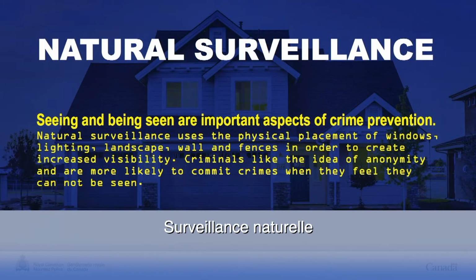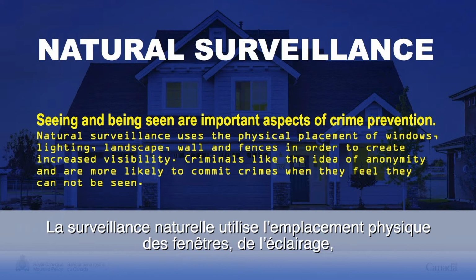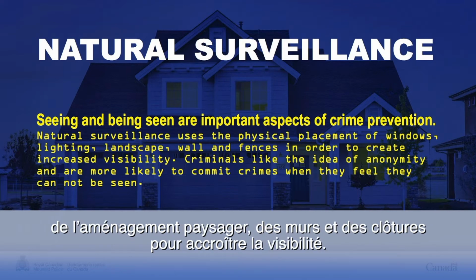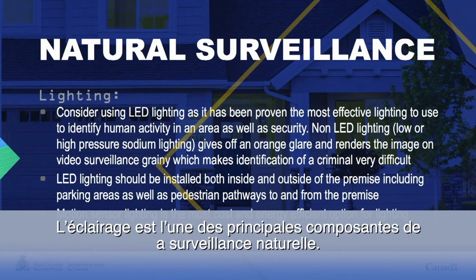Natural surveillance. Seeing and being seen are important aspects of crime prevention. Natural surveillance uses the physical placement of windows, lighting, landscape, walls, and fences in order to create increased visibility. Criminals like the idea of working in anonymity and are more likely to commit crimes when they feel they cannot be seen. One of the major components of natural surveillance is lighting.